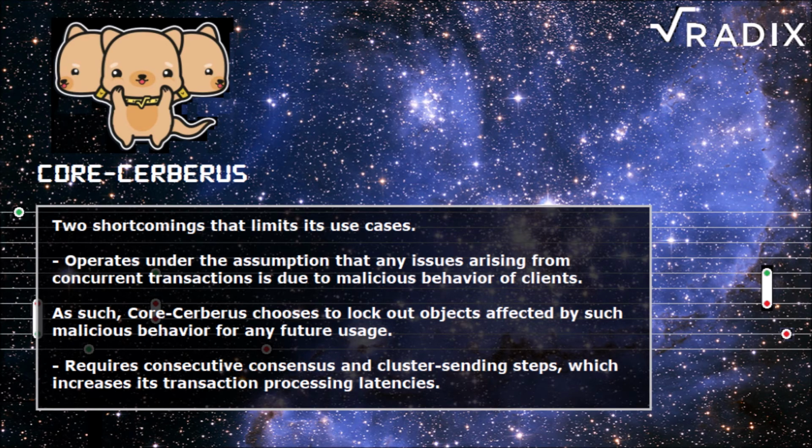First, Core Cerberus operates under the assumption that any issues arising from concurrent transactions are due to malicious behavior of clients. As such, Core Cerberus chooses to lock out objects affected by such malicious behavior for any future usage. Second, Core Cerberus requires consecutive consensus and cluster sending steps, which increases its transaction processing latencies. Next, we investigate how to deal with these weaknesses of Core Cerberus without giving up on the minimalistic nature of Core Cerberus.